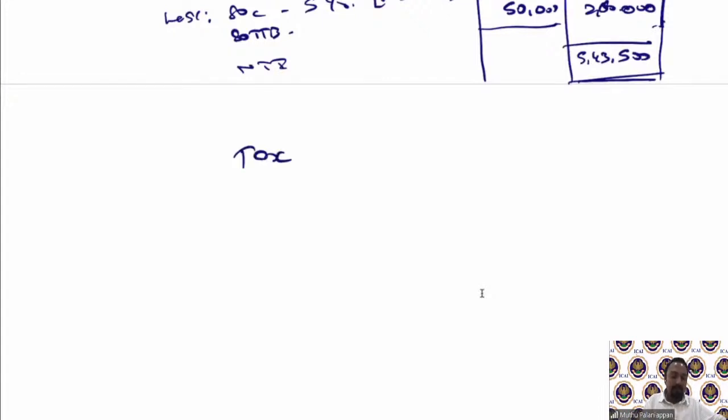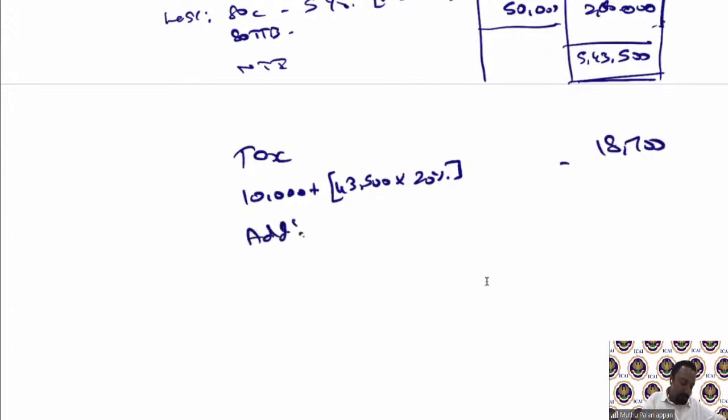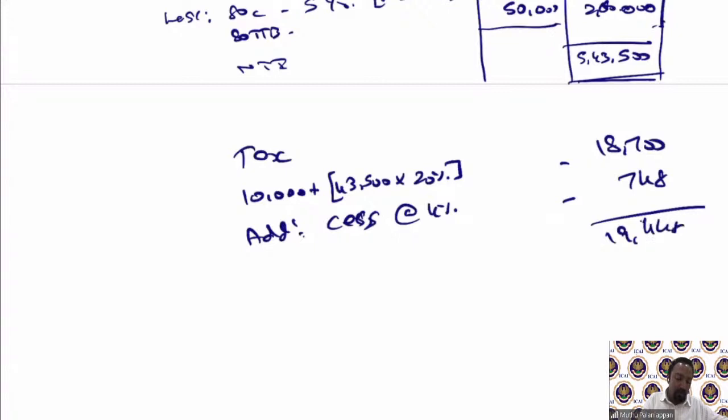For first 5 lakhs, that will be 10,000 plus 43,500 into 20%. That will be 8,700. So 18,700 will be my tax, right? So 18,700 will be my tax. I'll have to add cess at 4%. So 18,700 into 4% will be 748. So which will be 19,448, right? So 19,448 is my tax.